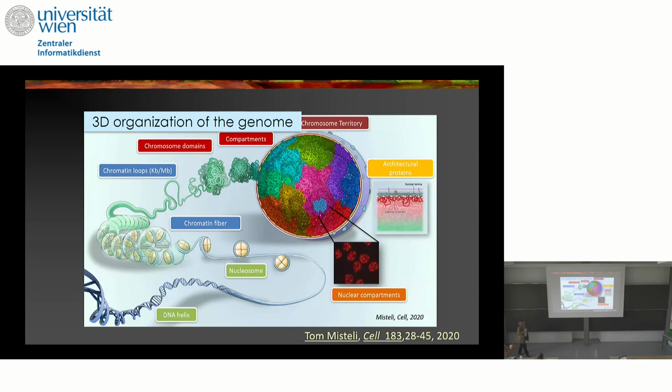So this is, I think, one of the most classical papers I like from Tom Misteli, showing how the genome is organized. We have had lots of talks on the helix, nucleosome formation, and then chromatin loops. We're going to focus in my talk on the chromosomal territories, the largest scale over there.